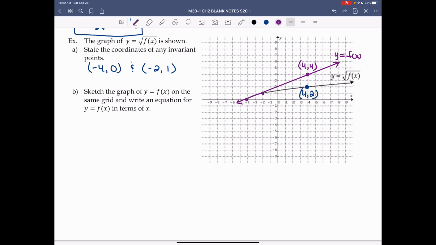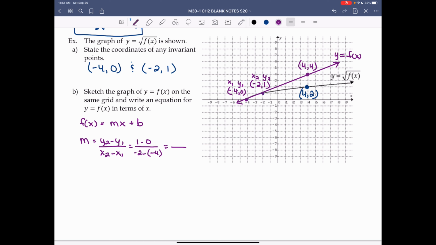Now we want to write an equation for y equals f of x in terms of x. It's linear, so f of x equals mx plus b. Let's find our slope. We have some points on the graph, so we can use any of those. Our invariant points, which are on both graphs, are negative 4, 0, and negative 2, 1. Our slope formula, y2 minus y1 over x2 minus x1, becomes 1 minus 0 over negative 2 minus negative 4.